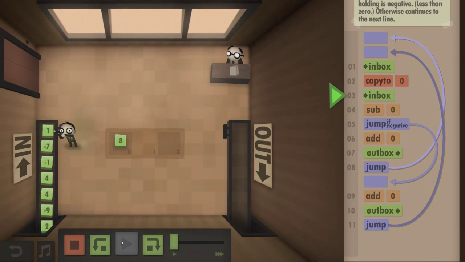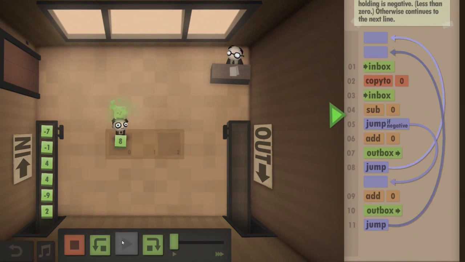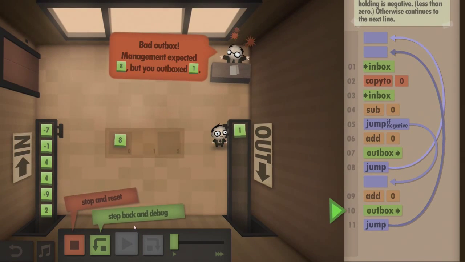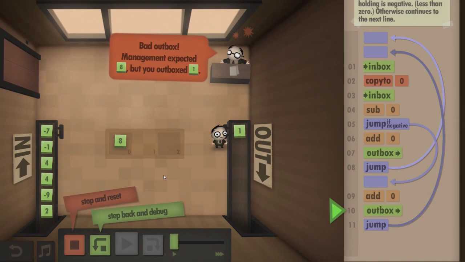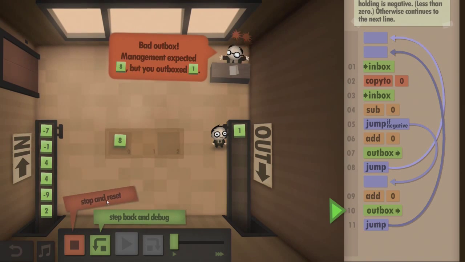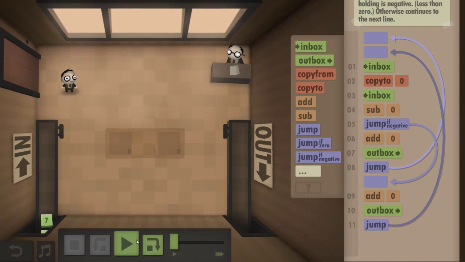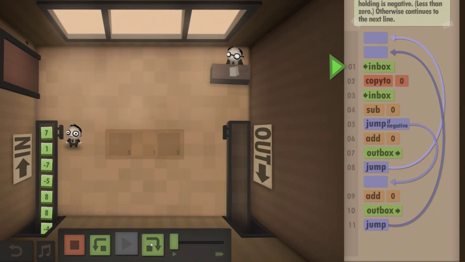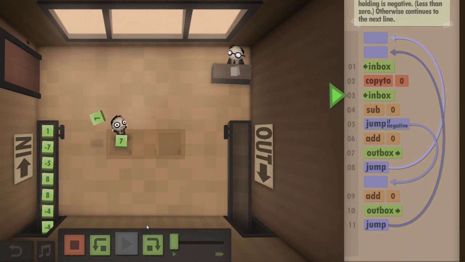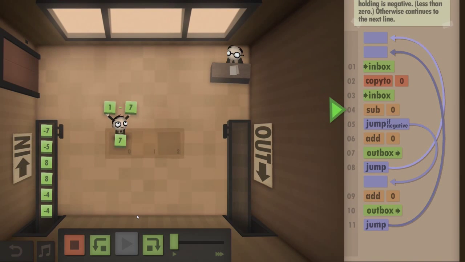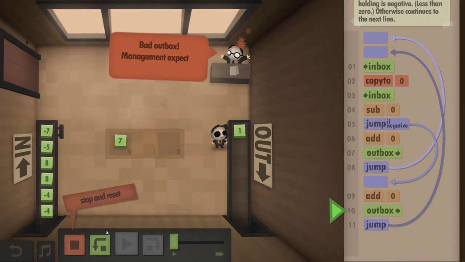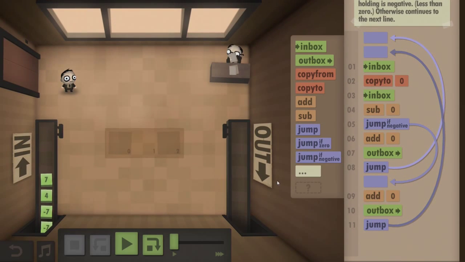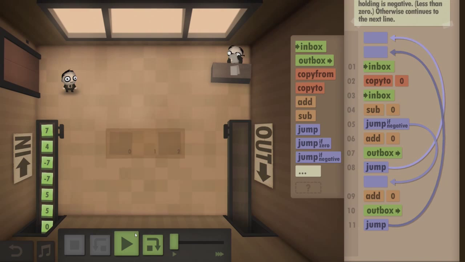Eight. 1. Not. Right. Have I broken it somehow? This was working before. How have I broken this?